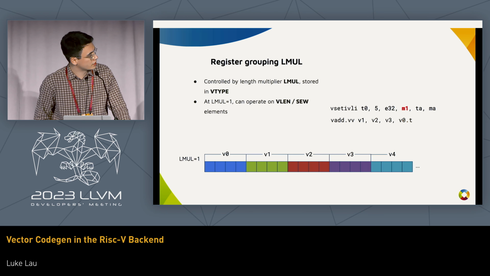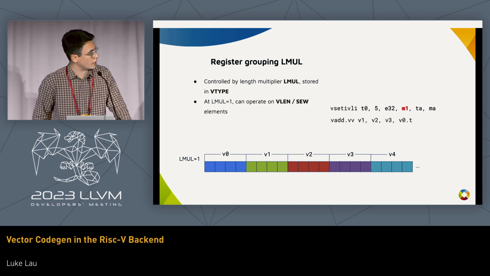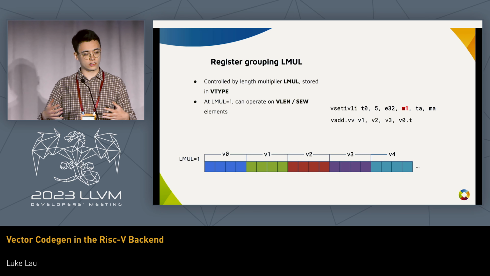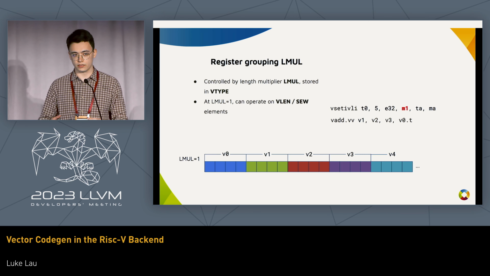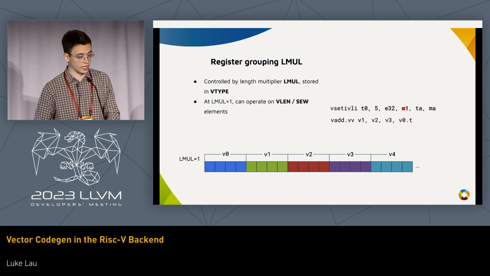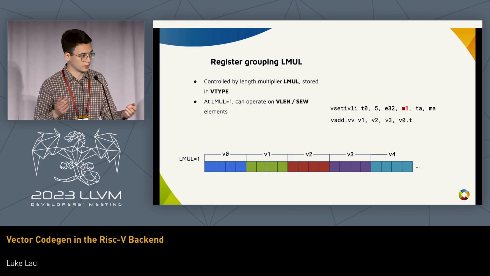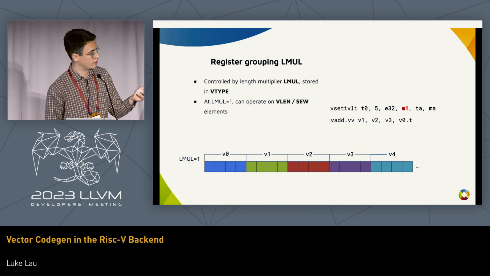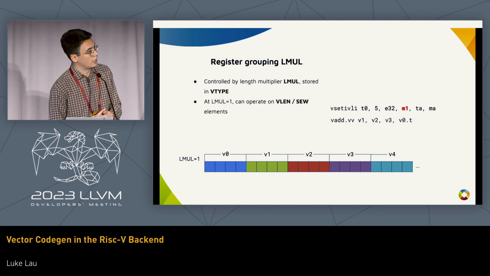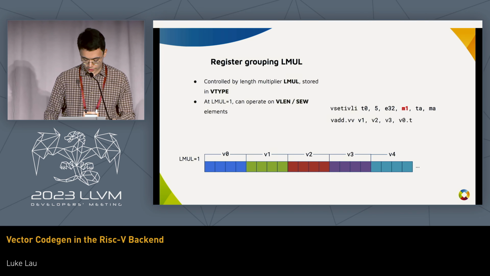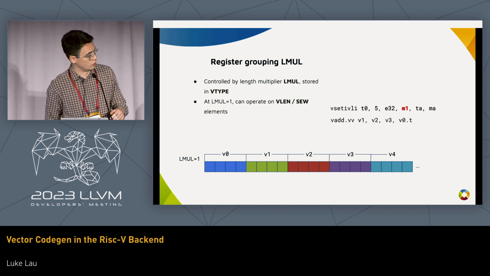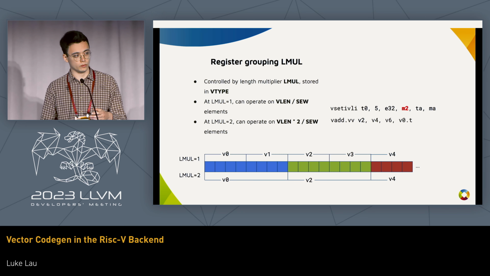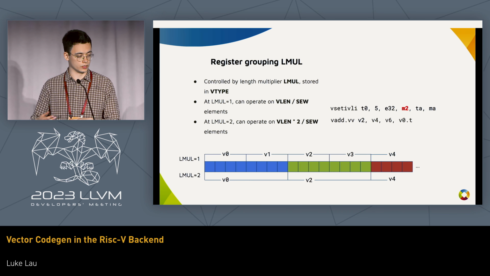But perhaps the most interesting feature of RVV is this notion of register grouping. It allows us to essentially sacrifice the number of vector registers that we have in order to increase the size of the vector registers. Again, we configure it with vsetvli, and it's stored in the vtype register, and we call this length multiplier LMUL. What this LMUL multiplier does is that if we were to change it to 2, all of a sudden v0 becomes v0 and v1 grouped together, v2 becomes v2 and v3 grouped together, and so on and so forth.